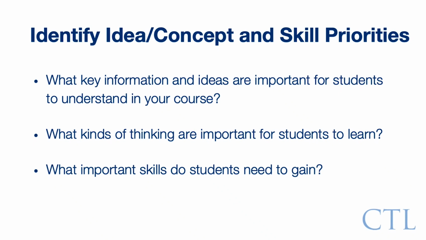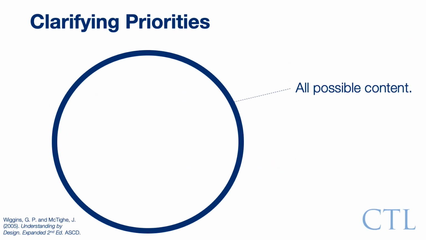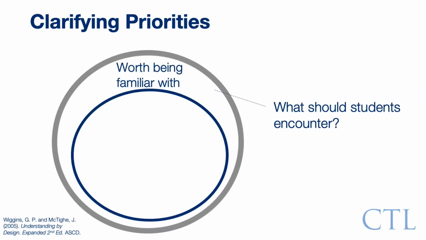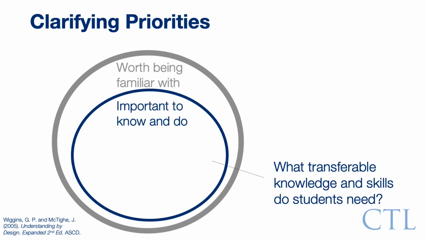Reflecting on these questions helps us move away from focusing on all the possible content that can be included in a course. Wiggins and McTighe remind us that there is a universe of possible content. However, it cannot all be addressed in a course or unit of study. Though we should certainly identify all that students should encounter in our courses, the things they should hear, read, view, research, the things they should be familiar with, our focus will be on what is important to know and do.